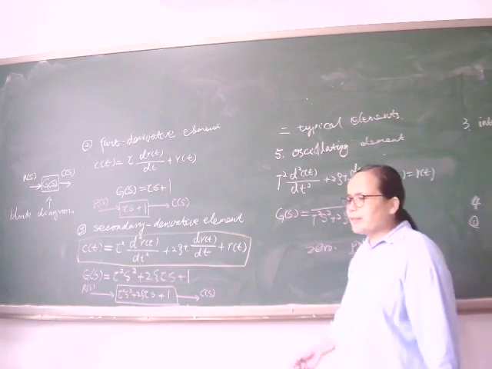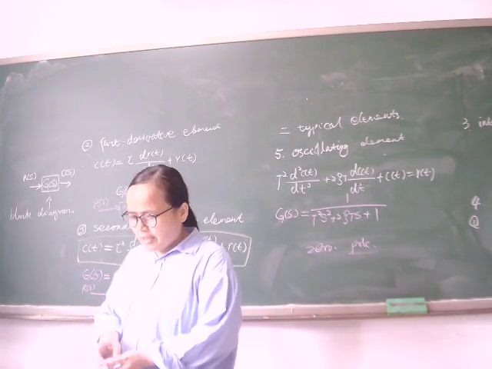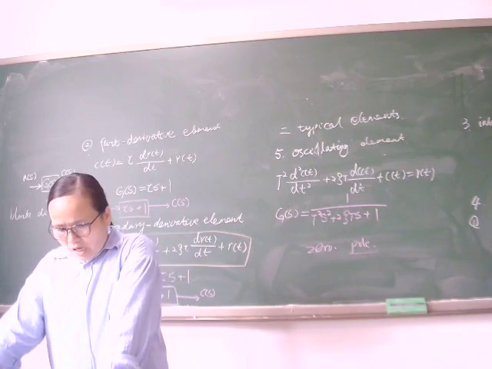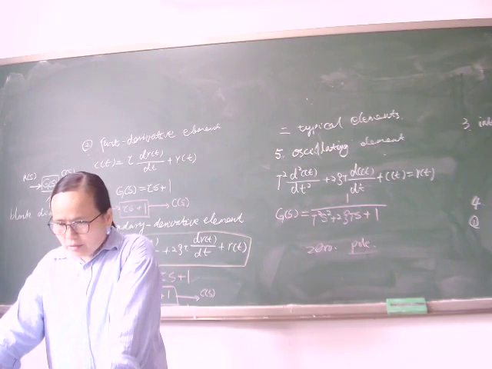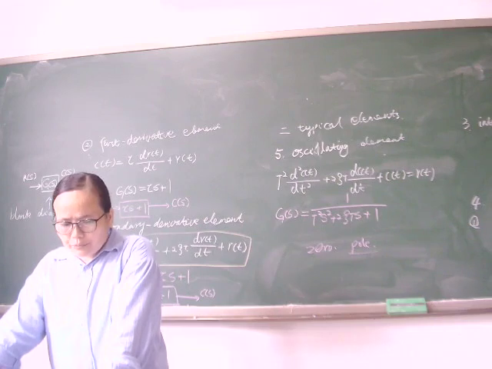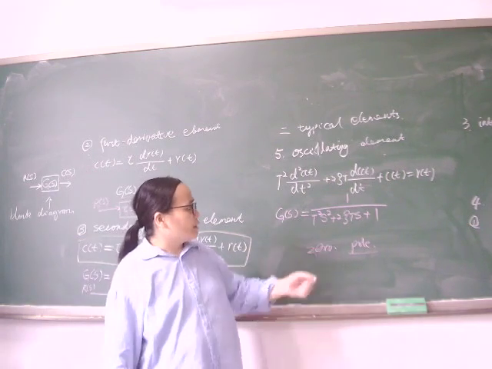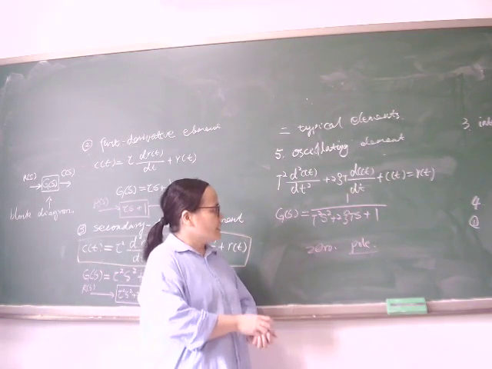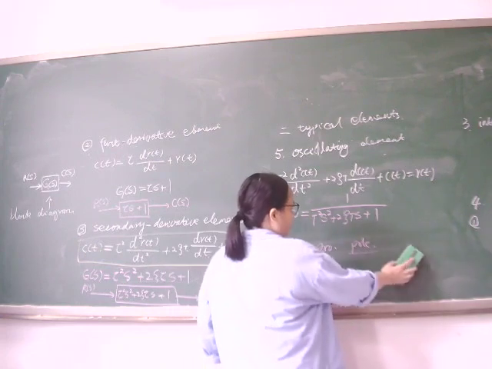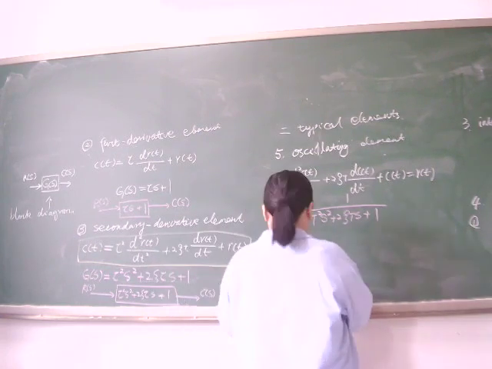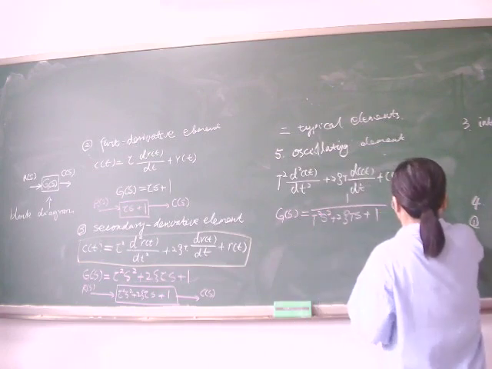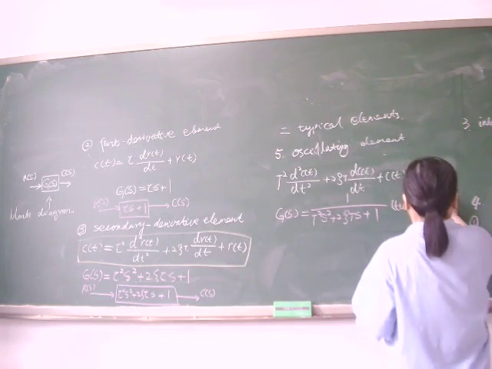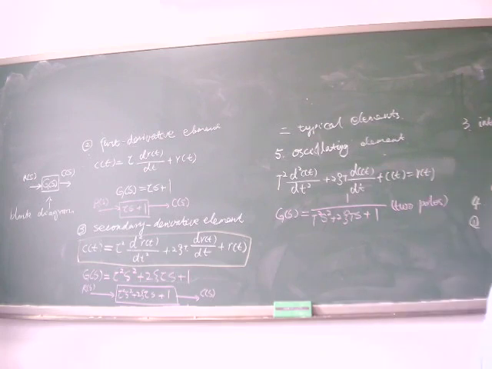The torch. We can use it. We can get this torch if this T and this C are given. So we have two poles. Two poles.